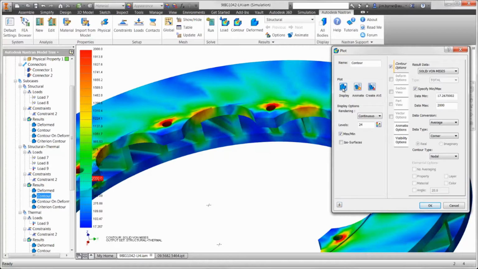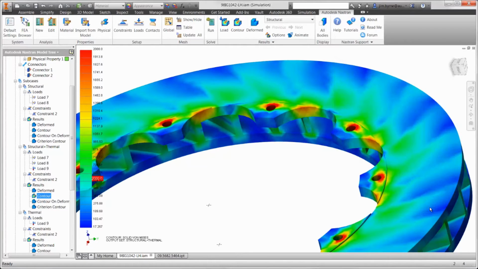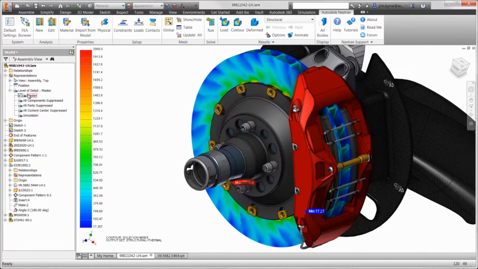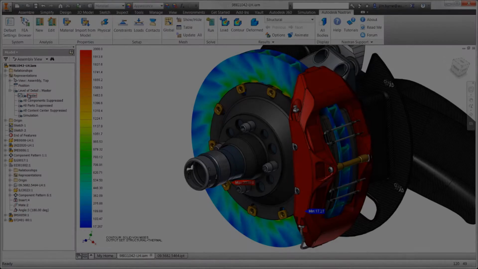As you have seen, Autodesk Nastran in Inventor helped us to come up with a better rotor without leaving the CAD system. We can now confidently move on to innovation on other areas of the brake assembly.